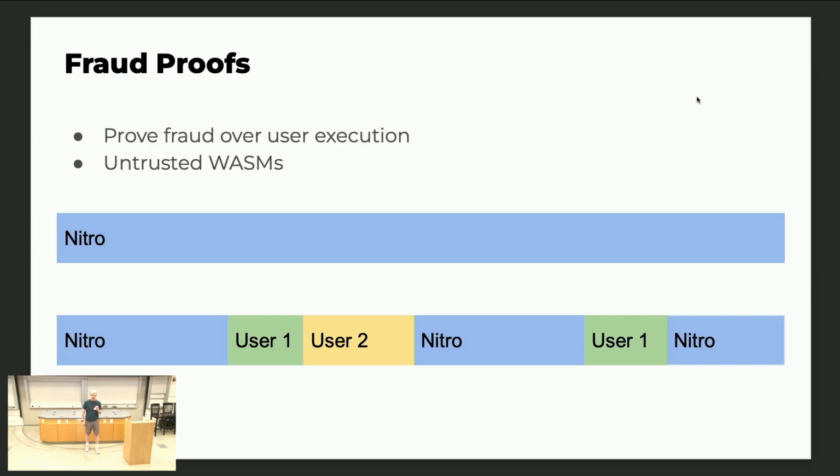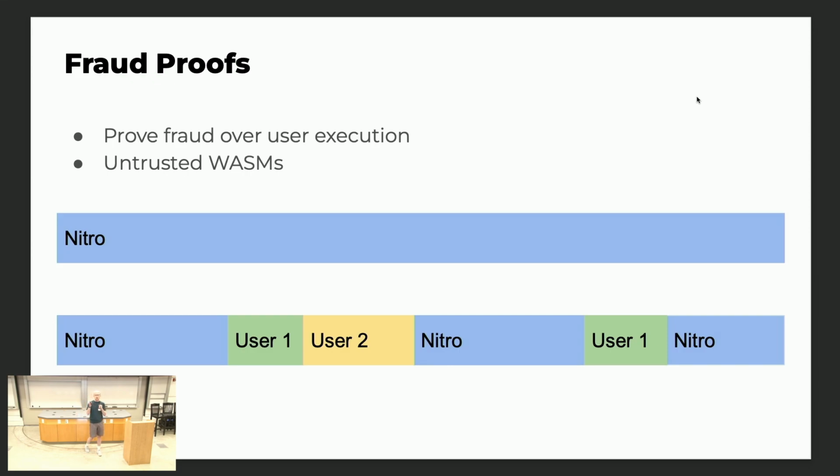That's table stakes if you're in this business. Okay, so we, of course, prove fraud over the user execution. On the top, you see how it works in the currently deployed Arbitrum Nitro stack, where we fraud prove over the execution of the trusted Nitro code. That is the state transition function that is published and defines the semantics of the chain, right? And so we have just the execution of that trusted Nitro code in the currently deployed Arbitrum system, and so we fraud prove over that.